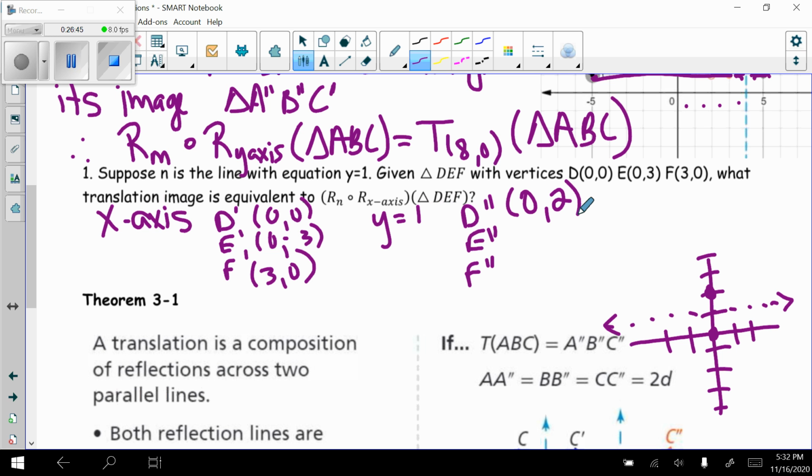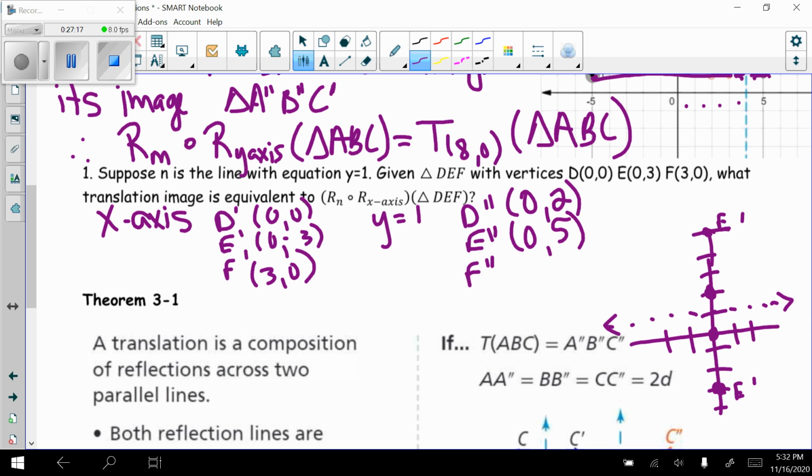If I took point E prime, 0, negative 3, how far away from the line that I'm reflecting is it? It's 1, 2, 3, 4 spaces. So I need to go 4 spaces up: 1, 2, 3, 4. Here's my E double prime. So that point is now 0, 1, 2, 3, 4, 5. So 0, 5.